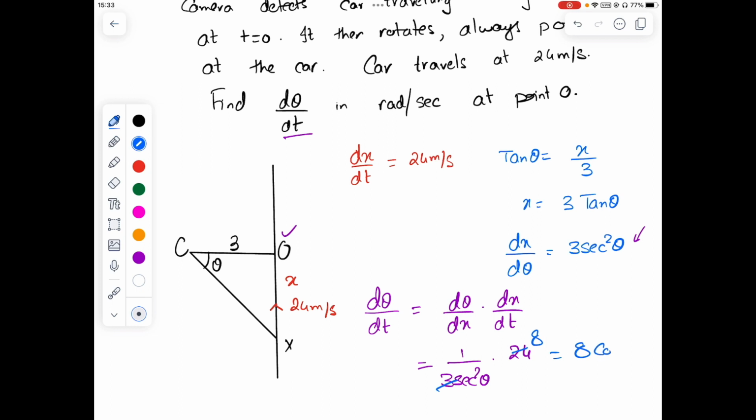1 upon secant squared theta is cos squared theta. But we are asked at O, where the angle is 0. So 8 cos squared 0 is going to be 8. 8 radians per second. That's going to be the answer.